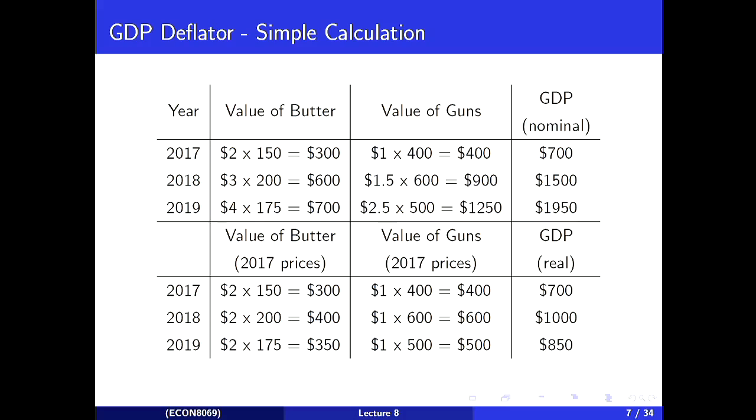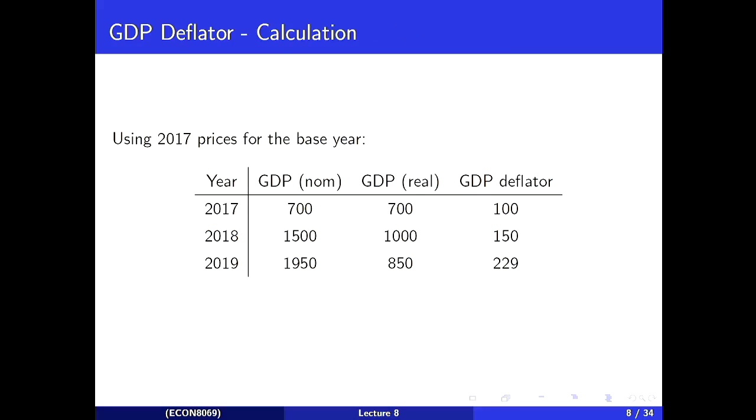So we can use this information to calculate our GDP deflator. I should have done this in a couple of slides, but that's okay. To calculate a GDP deflator, we look at the nominal GDP and the real GDP, take the ratio and multiply by 100. The ratio between 700 and 700 is 1, and then multiply by 100 to give 100. The ratio between 1500 and 1000 is 1.5, so we get 150. The ratio between 1950 and 850 is approximately 2.29, which gives a GDP deflator index of 229.